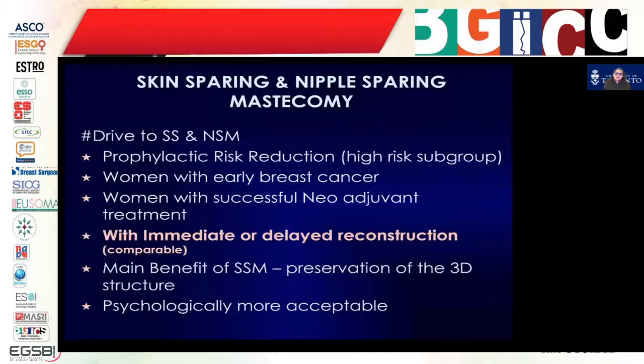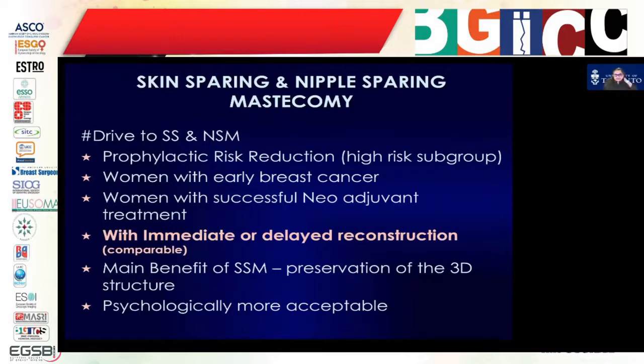I just briefly want to discuss this before we end. Skin sparing and nipple sparing mastectomies are becoming more talked about. There is a drive to perform these, particularly in women who have prophylactic risk reduction. So even women with early breast cancer may choose to have skin sparing mastectomies or nipple sparing mastectomies, and they may choose to have immediate or delayed reconstruction.